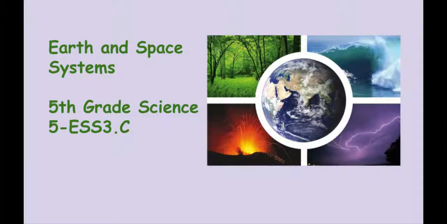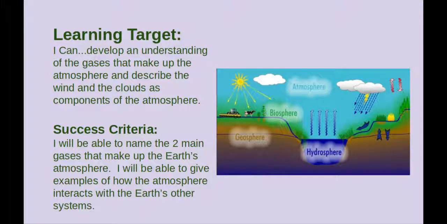This lesson is part of our 5th grade Earth Science Unit, Earth and Space Systems. Our learning target for this lesson is to develop an understanding of the gases that make up the atmosphere and describe the wind and clouds as components of the atmosphere. We will be able to name the 2 main gases that make up the Earth's atmosphere. We will be able to give examples of how the atmosphere interacts with the Earth's other systems.